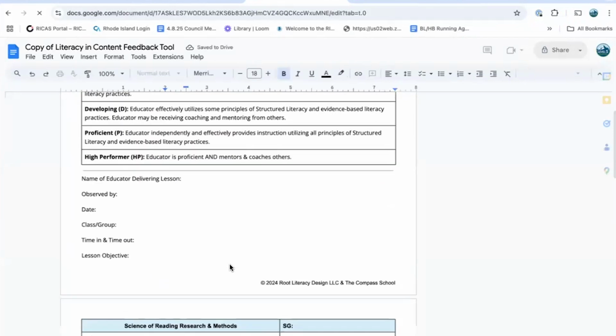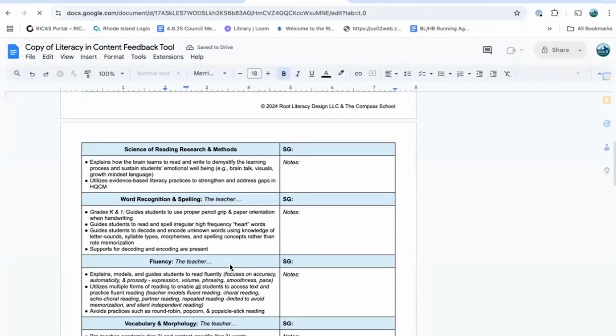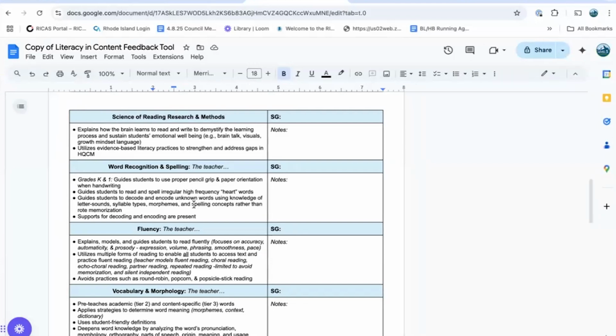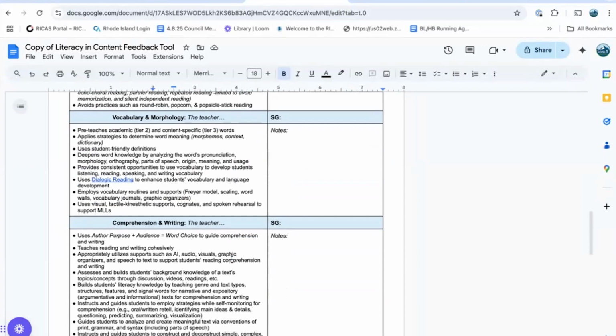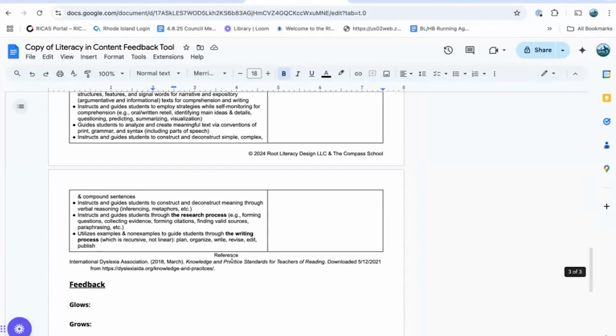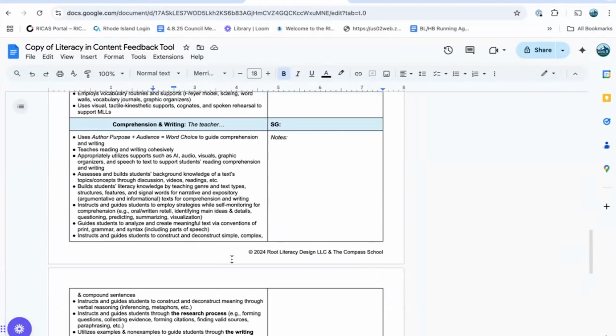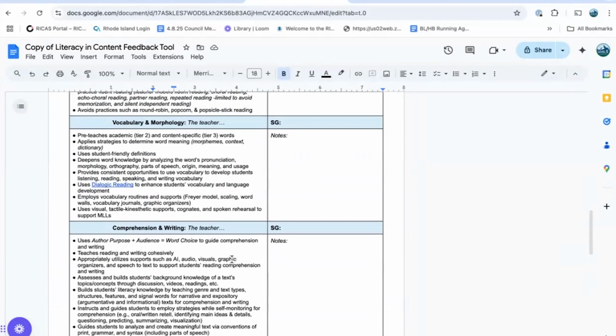And again, you'll see some similar setup elements to it. And then just in this one, we've shifted to not just how to read and spell words. Now we're moving into word recognition and spelling, fluency, vocabulary and morphology, comprehension and writing. And emphasizing that these are skills that, regardless of what subject you teach, are going to come up across the content area. Heather, is there anything that you wanted to particularly highlight here?